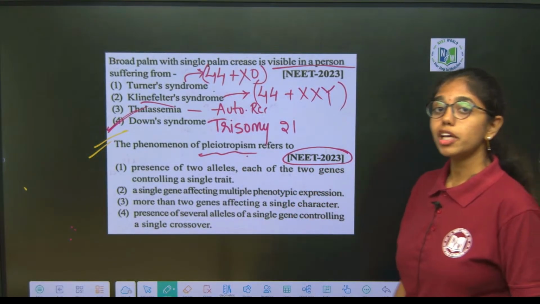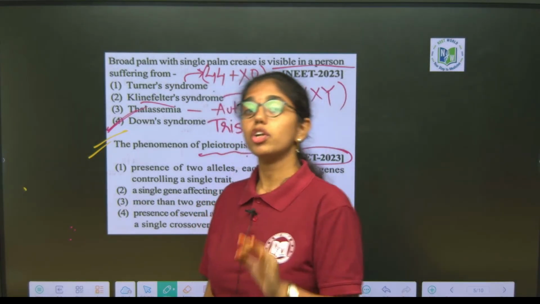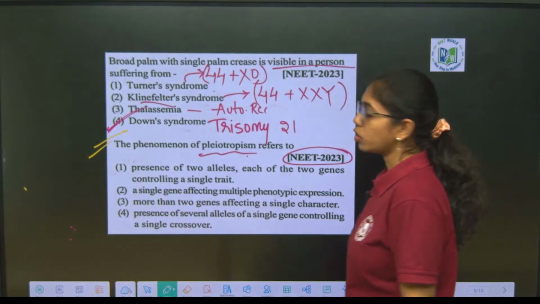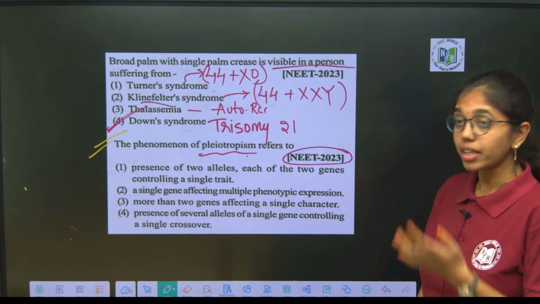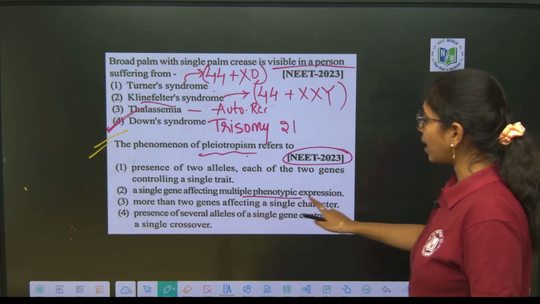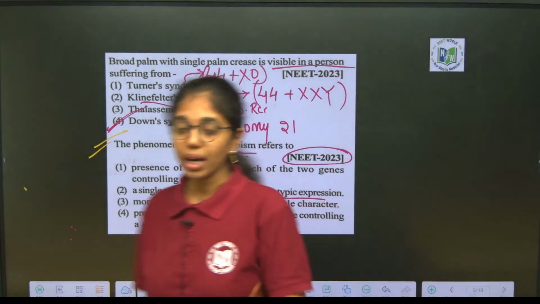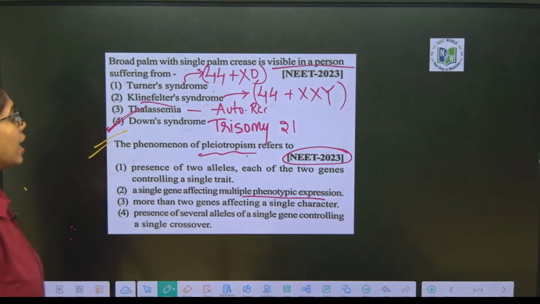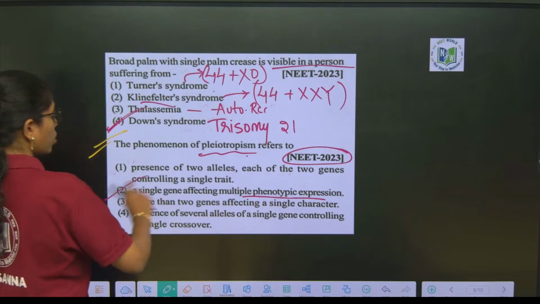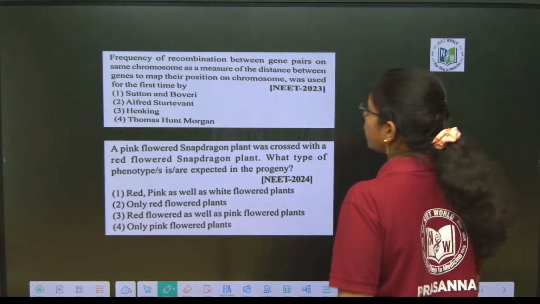2023. What is pleiotropy? Where one gene is expressing more than one phenotypic trait is called pleiotropism. A single gene will show multiple effects. So, a single gene showing multiple phenotypic expression is called pleiotropism. So, here the right answer is option 2. Next question, you observe.